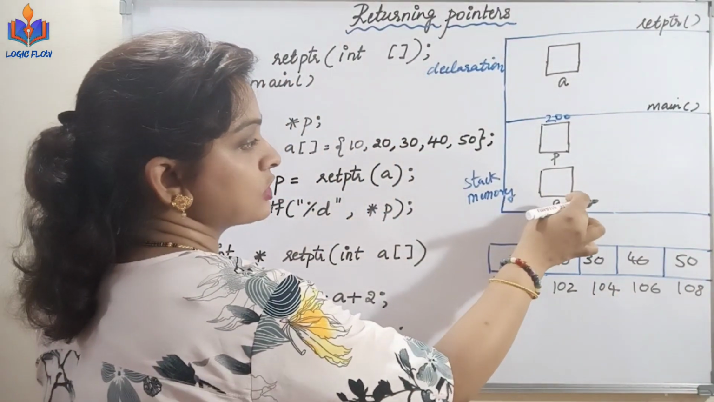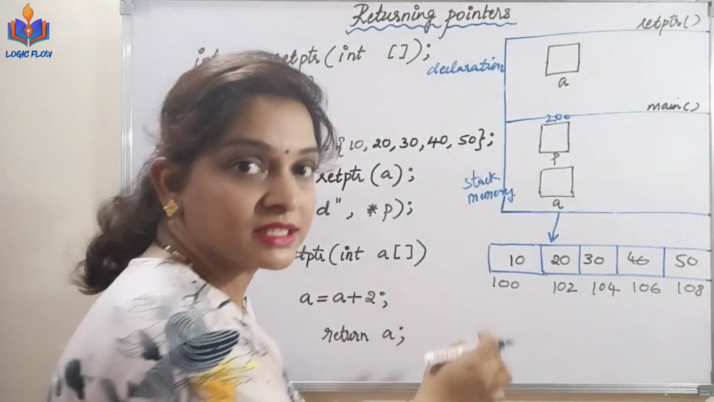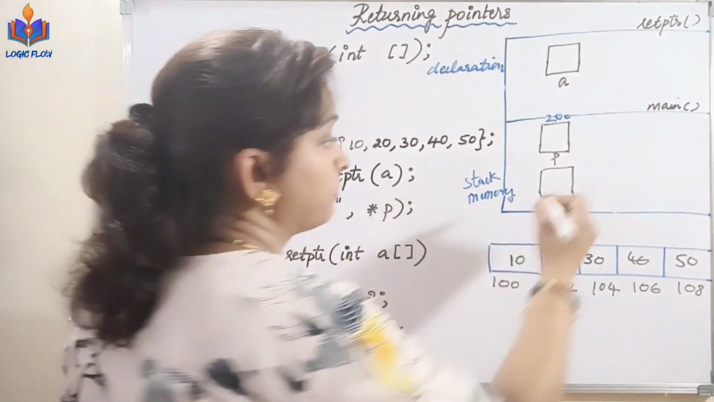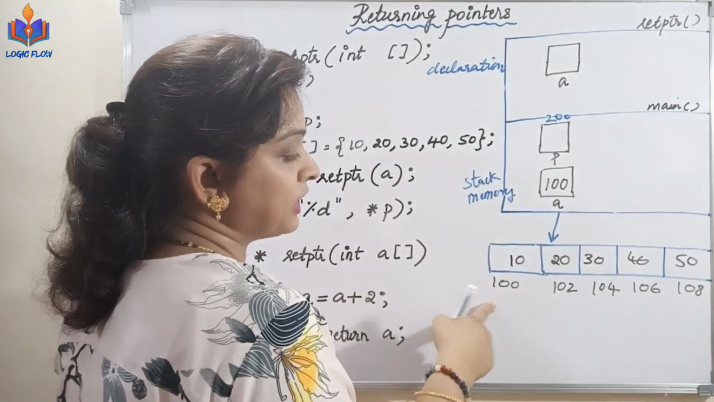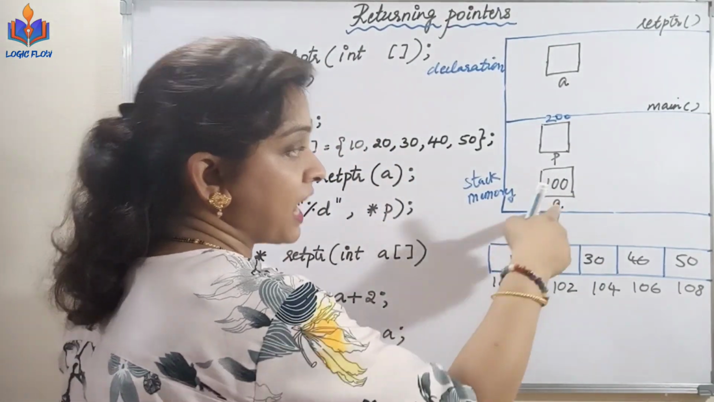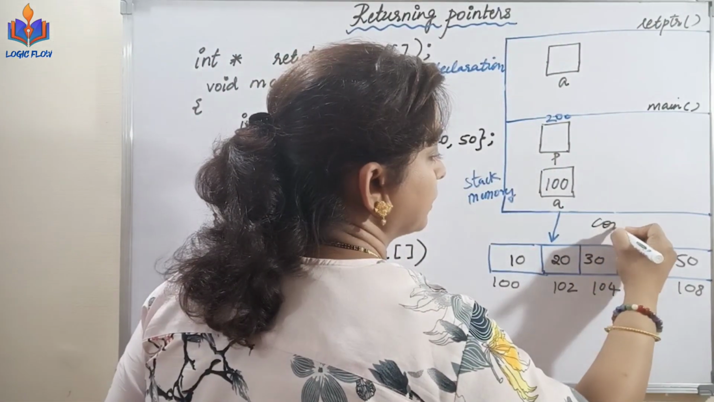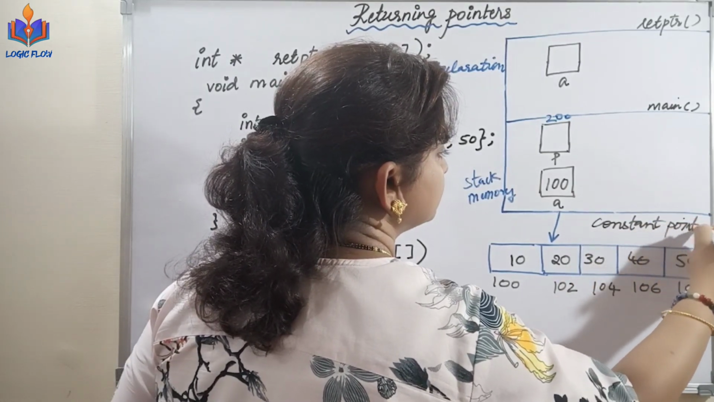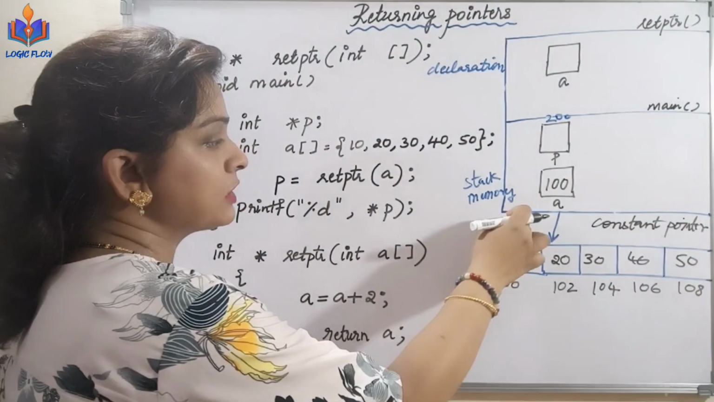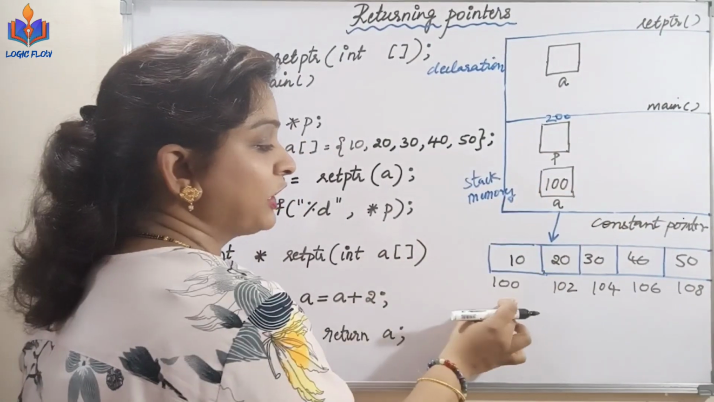So this is the constant pointer. A represents the array name, so it is pointing to the base address, that is the address of the first element. Here I get 100. So A is pointing to the base address. The array name A acts as a constant pointer. This constant pointer is pointing to the base address, so this address will be held in A. So A is pointing to the first element.